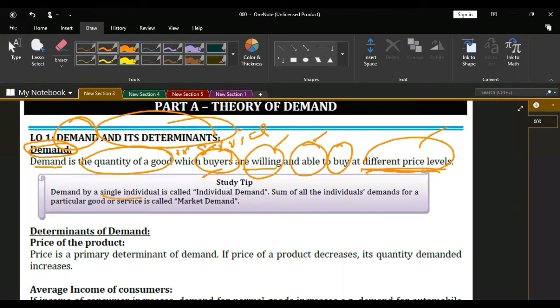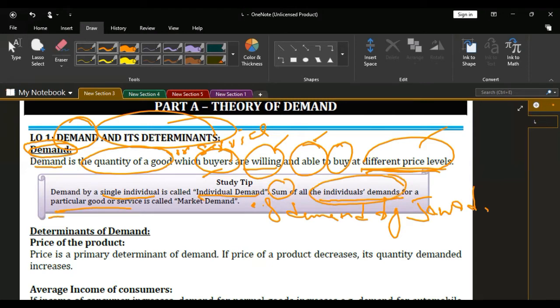Demand by a single individual is called individual demand. For example, demand by Jawad is an individual demand. Demand by Ali, demand by Feroz, demand by George, and all other single person demand is called individual demand. Whereas the sum of the demands of all the individuals for a particular good or service is called market demand. So this is the difference between market demand and individual demand.